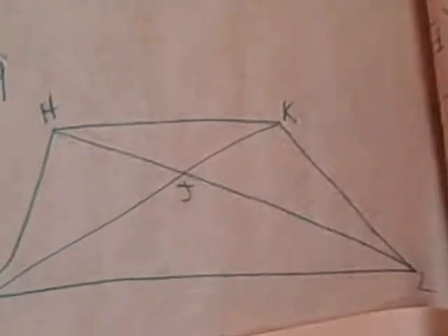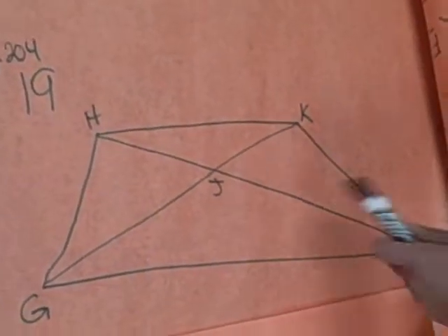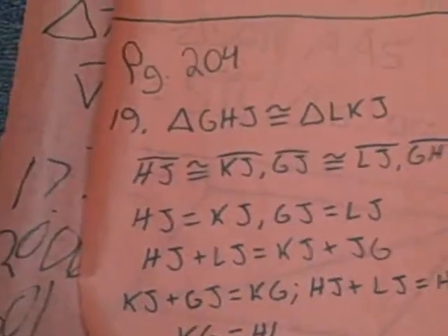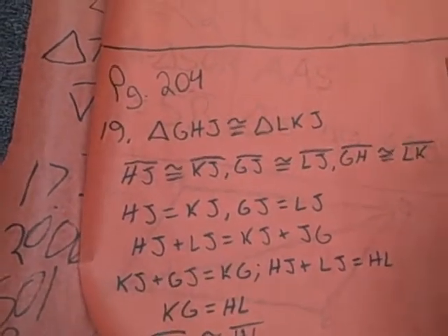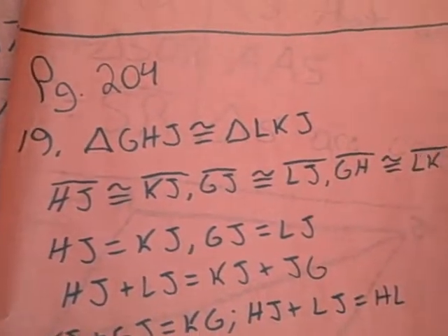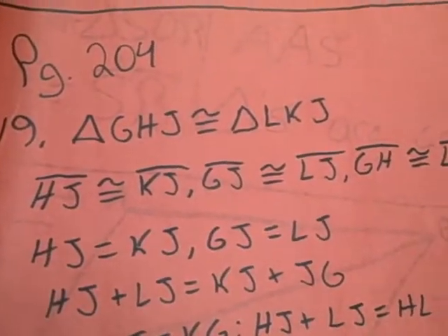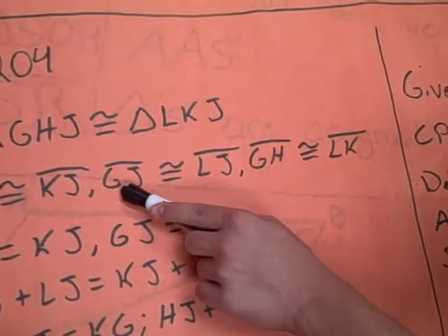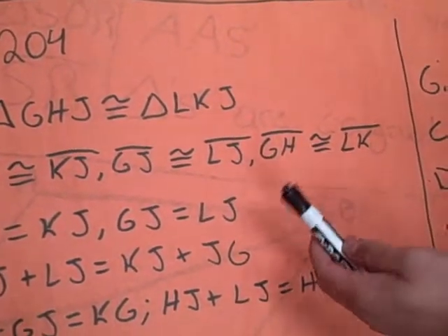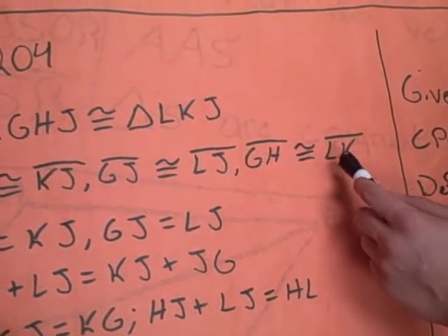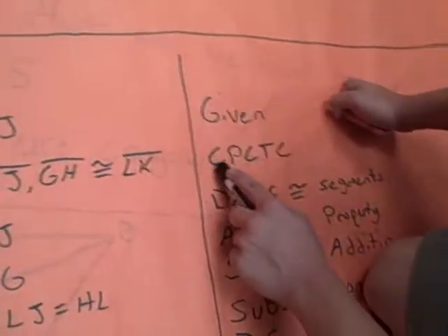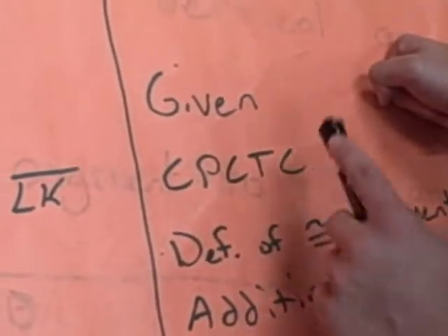Okay, now we are going to do number 19 on page 204. Always start out with the given. And then this one's kind of special. HJ is equal to KJ. GJ is equal to LJ, and GH is congruent to LK. And this stands for congruent parts of congruent triangles are congruent.